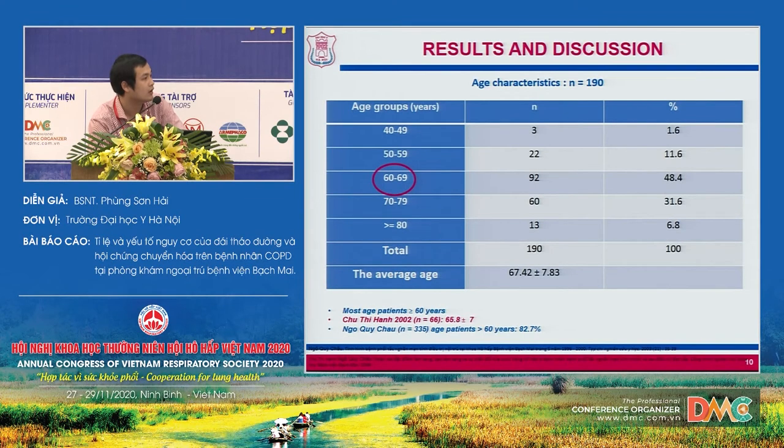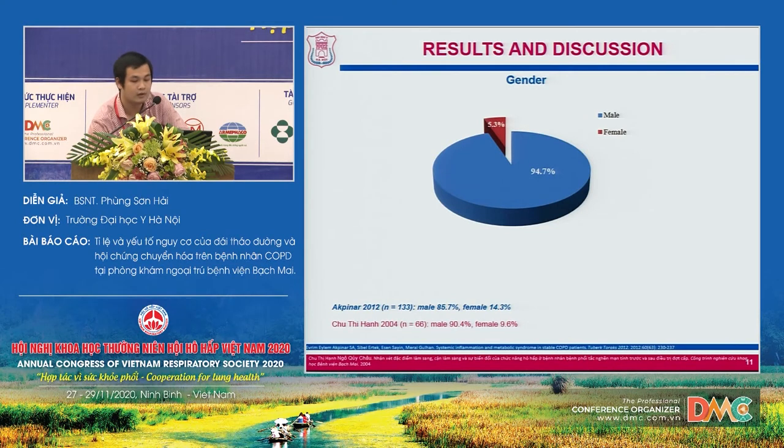According to Chu Thị Hạnh, the age group is similar to the study. As you can see in the figure, the study found 5.3% women and 19.47% men. The result is similar to Chị Hạnh and Carpiner. Because Vietnam has a higher risk of smoking in men than in women.